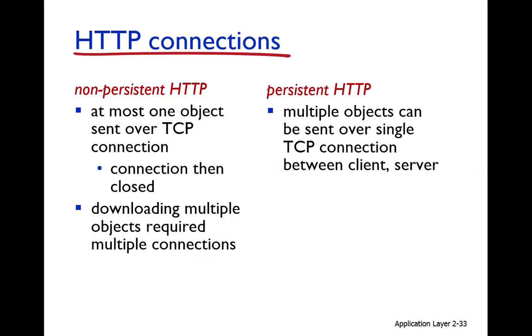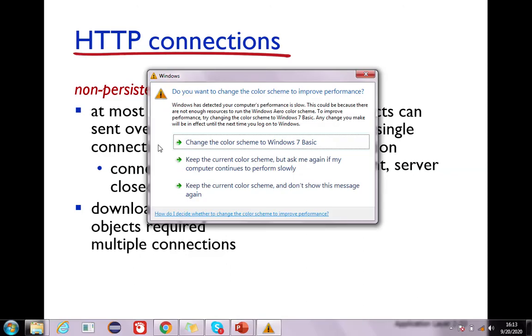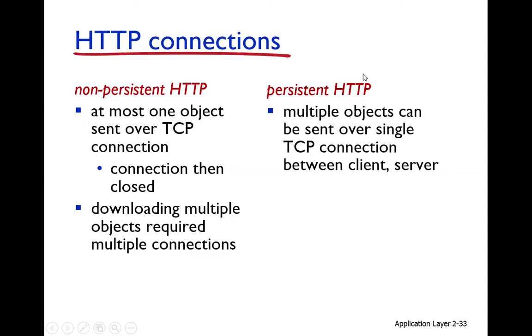So there are two options. One is non-persistence: for each object, a TCP connection is established. For example, when the client accesses an object, nadir CV, TCP first establishes a connection between client and server, then the HTTP request for nadir CV is sent to the server, and the HTTP response is sent back. After this the connection is closed. If the user wants to access the same object again, or another object like nadir image or photo, TCP again establishes a connection. This is called non-persistence.